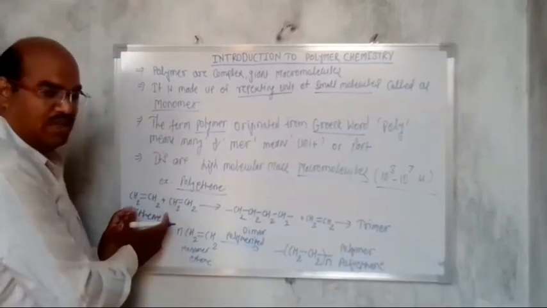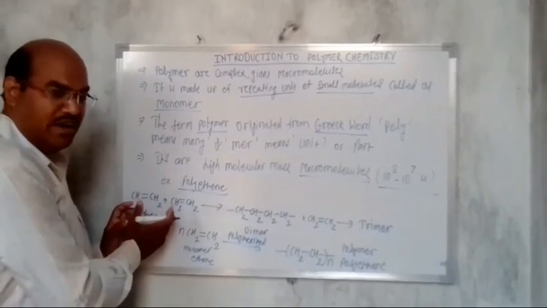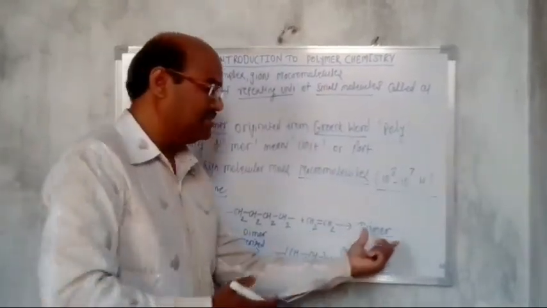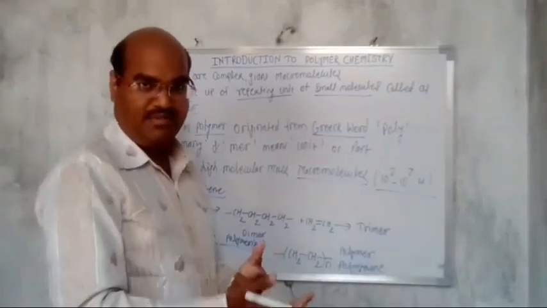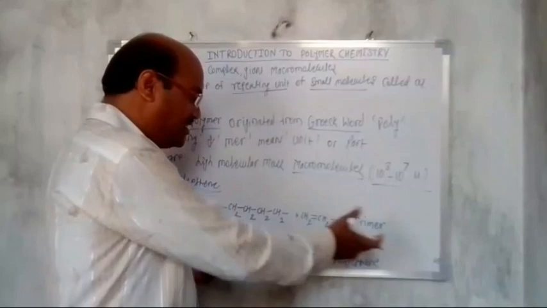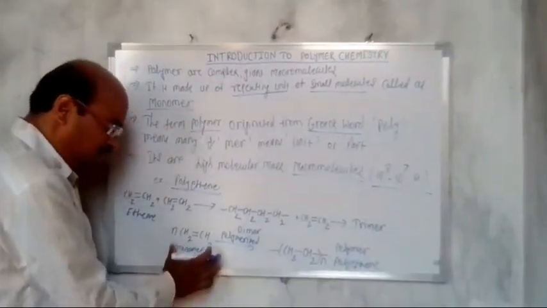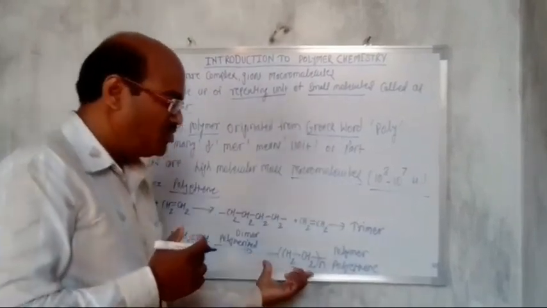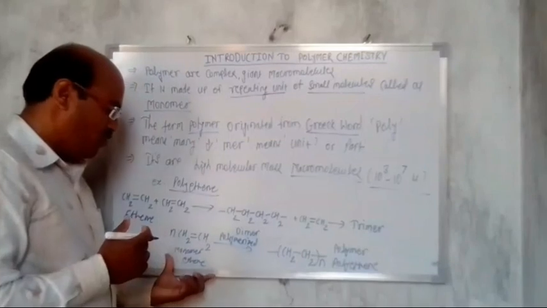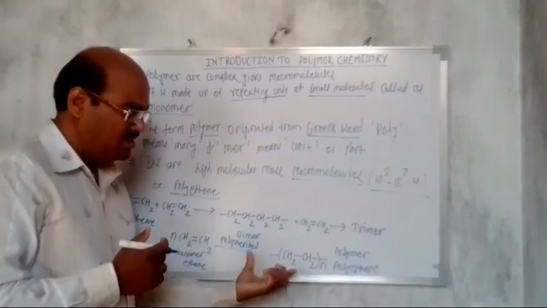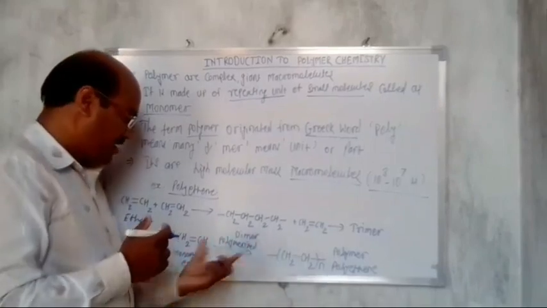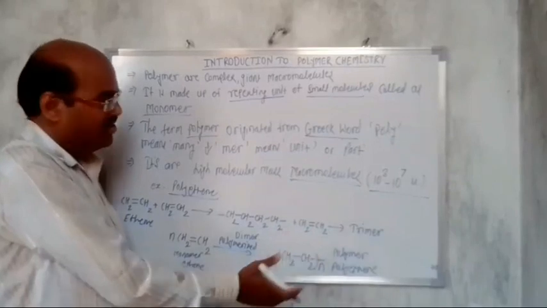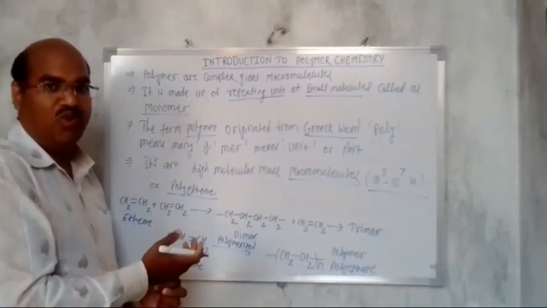Whenever two ethene molecules or two parts of the monomer are combined, it forms a dimer. Then addition of a third part gives a trimer. Addition of a fourth part gives tetramer, then pentamer, hexamer. In this way, when n number of monomer units are added, after polymerization it forms a polymer. So this is the monomer, and after polymerization it gives the polymer. Here we take the example of ethene. So ethene is converted into polyethylene. So this is all about the introduction of polymer chemistry.